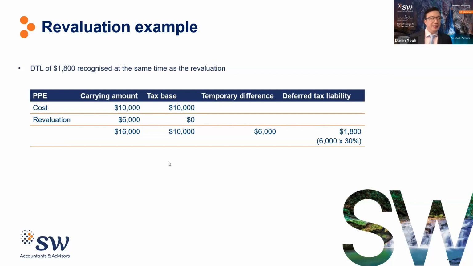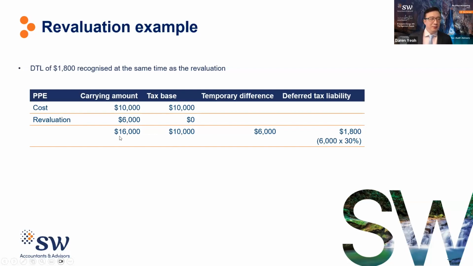Let's say you have an asset which you acquired for $10,000, and then you decide that you want to revalue this asset by 6,000, giving you a carrying amount of 16,000. Now, what's the tax base of that asset? The tax base when you acquire the asset is 10,000. It will be a tax value for tax purposes. When you revalue that asset, it does nothing to change your tax base. So your tax base remains at $10,000.